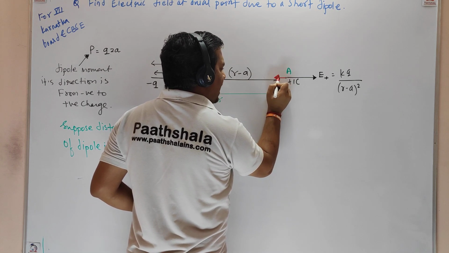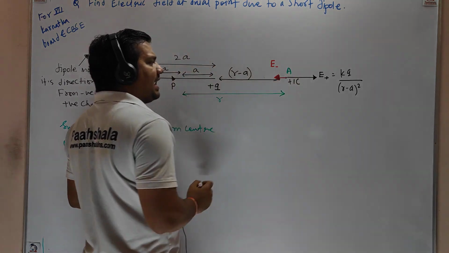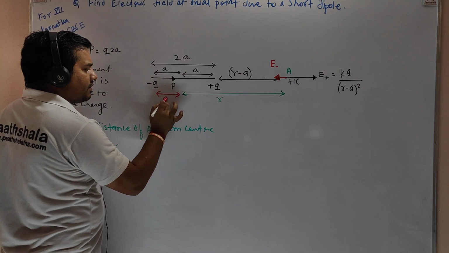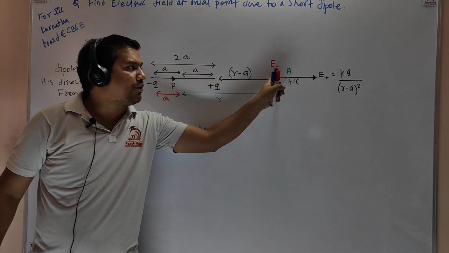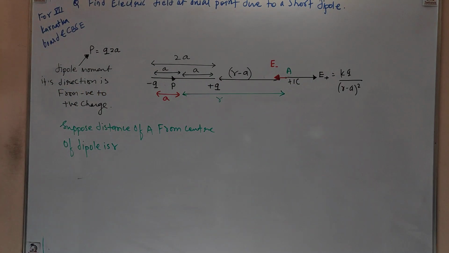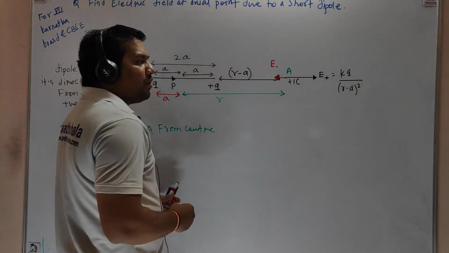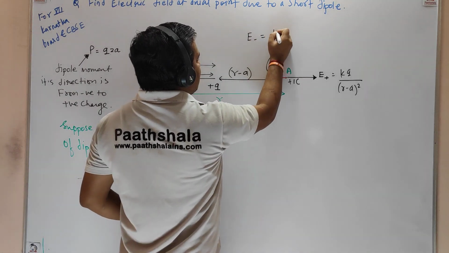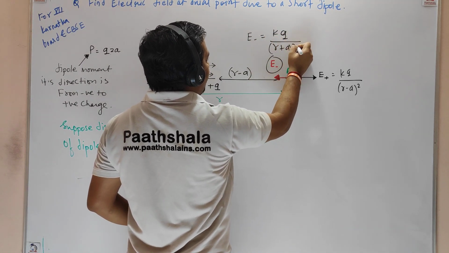And I made a small arrow because of E negative. Why did I make a small arrow? I made big arrow for E plus, but I made a small arrow for E minus. Why? Because distance is big, that's why E negative will be small in the magnitude, and the value of E negative can be written as KQ upon square of distance, and the distance is R plus A whole square, right?